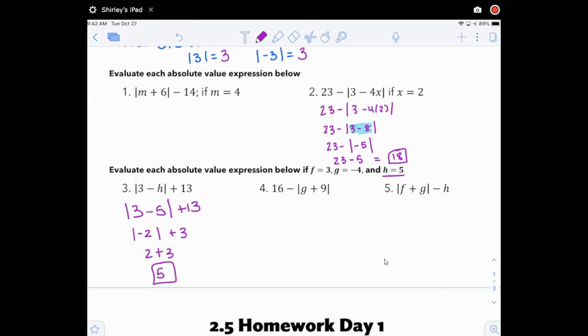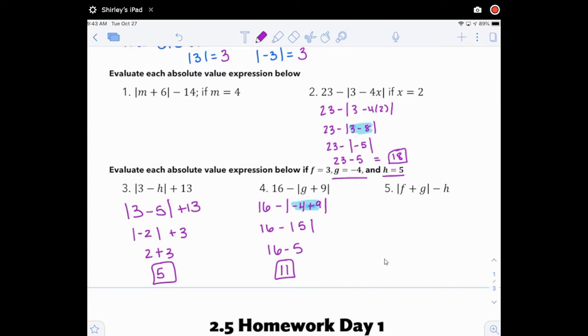For number 4, I'm plugging in a negative 4. So typically when you're plugging in negatives, you want to take extra careful attention to how you're simplifying things and where your negative signs are going. First, I'm only going to rewrite it, replacing my G with a negative 4. I'm going to simplify inside, negative 4 plus 9. So if I'm at negative 4 and I add 9 to it, that puts us at positive 5. My absolute value of 5 is just 5. So now I have 16 minus 5. It's going to give you 11.